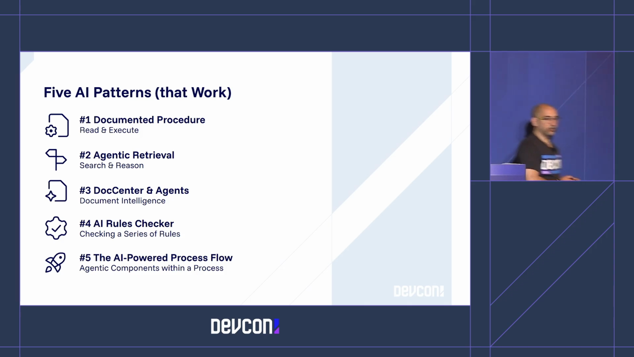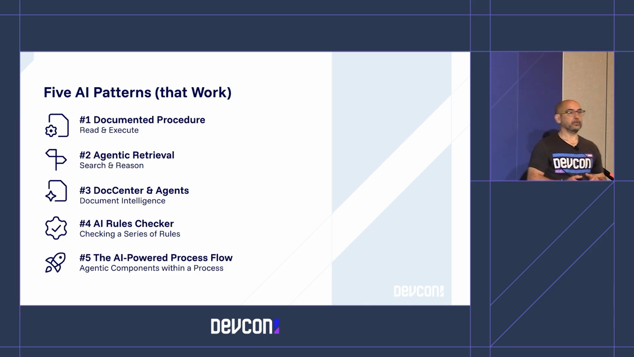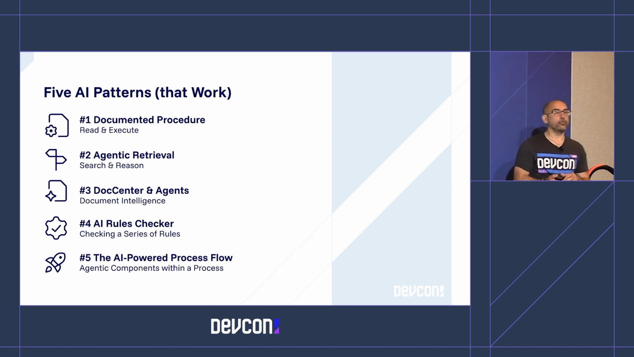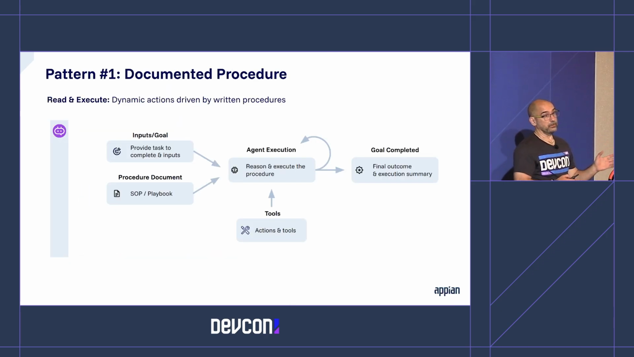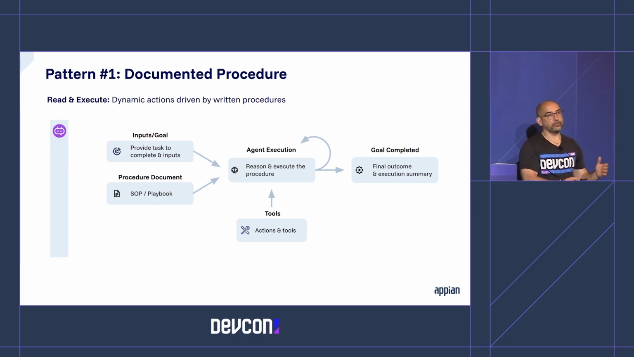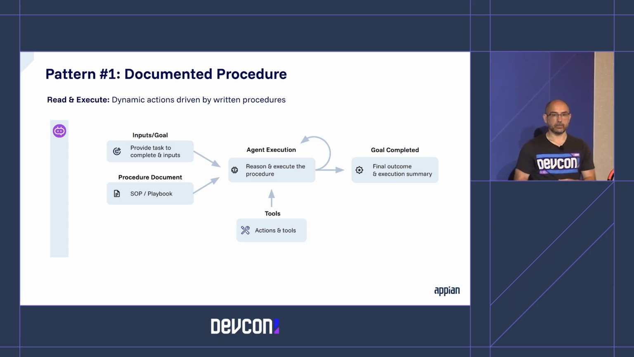Hi, all. Now we're going to see 5 AI patterns that work for agents, when they work, and in which context they work best. We have 5 of them. The first one is the documented procedure. This is a very common use case where the companies that we see usually have documents with a standard operational procedure. They may have playbooks, they may have user manuals with a set of instructions for the users to know how to perform a task, okay?